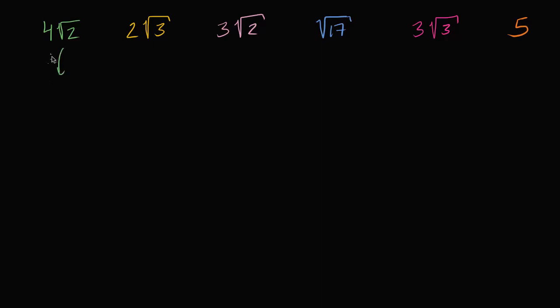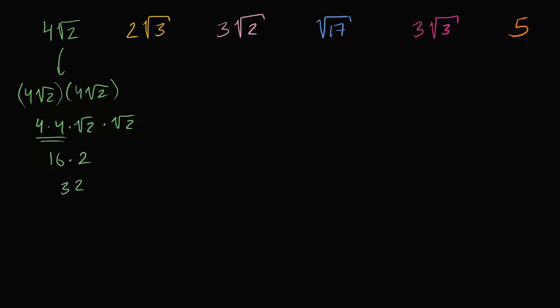So if I take this to the second power, this is going to be 4 square roots of 2 times 4 square roots of 2. You can change the order of multiplication. That's 4 times 4 times the square root of 2 times the square root of 2. Now 4 times 4 is 16. Square root of 2 times square root of 2, well, that's just going to be 2. So it's going to be 16 times 2, which is equal to 32.